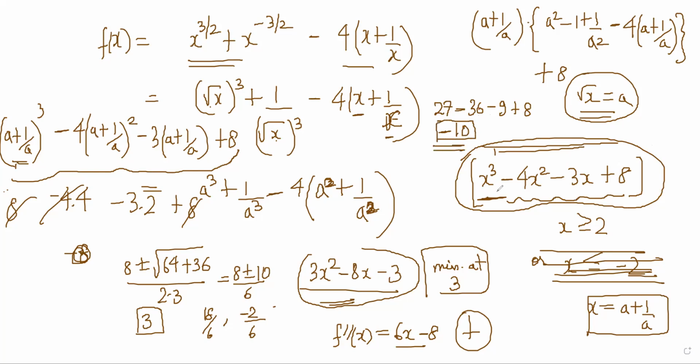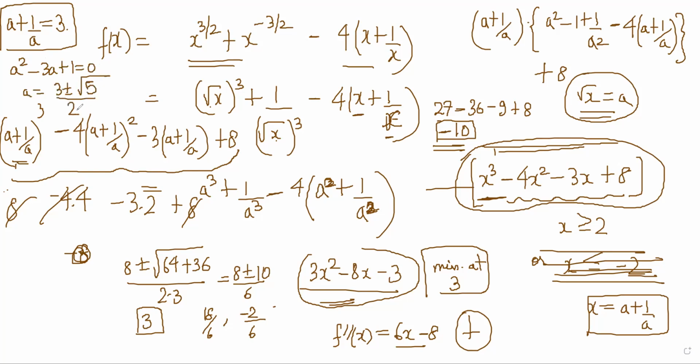Minus 10 is coming, which is the minimum of this cubic, right? And that is happening when a plus 1 by a is equal to 3. And a plus 1 by a, this will give us the value of a. We can just solve a square plus 1 is equal to 3a. So a will be 3 plus minus square root of 9 minus 4, by 2, right?